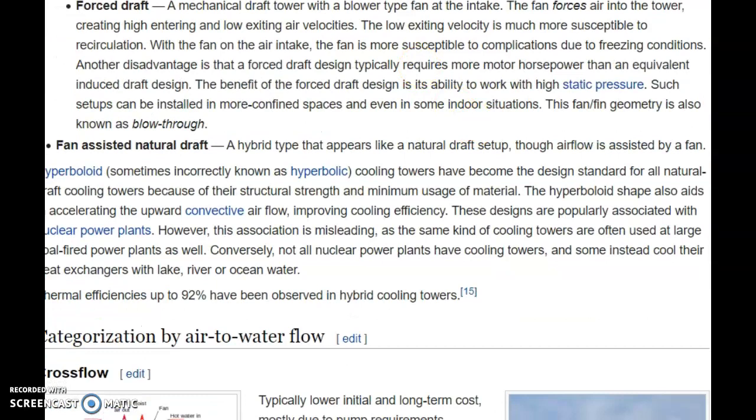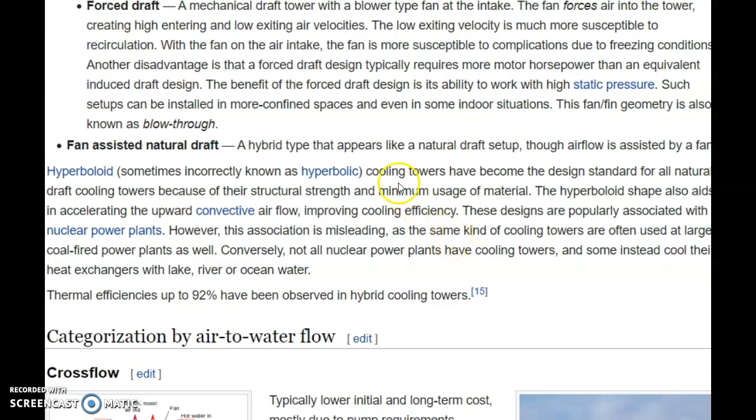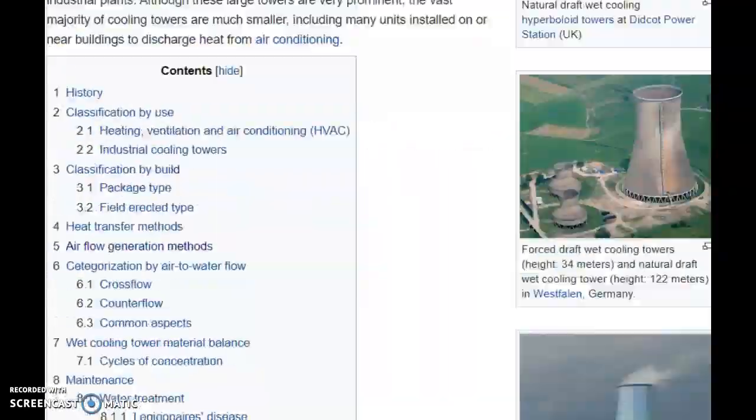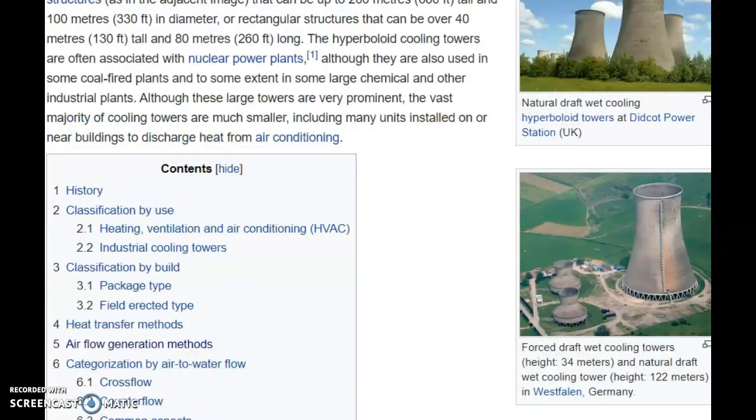Hyperboloid cooling towers have become the design standard for all natural draft cooling towers because of their structural strength and minimum usage of material. And the hyperboloid shape also aids in accelerating the upward convective airflow, improving cooling efficiency. And then they're probably associated with nuclear power plants. However, they can also be used for coal-fired power plants. So that's where you encounter hyperbolas on these kinds of cooling towers, for example.